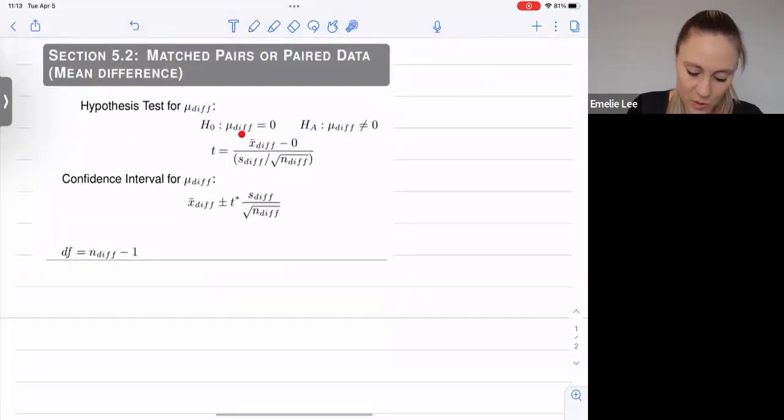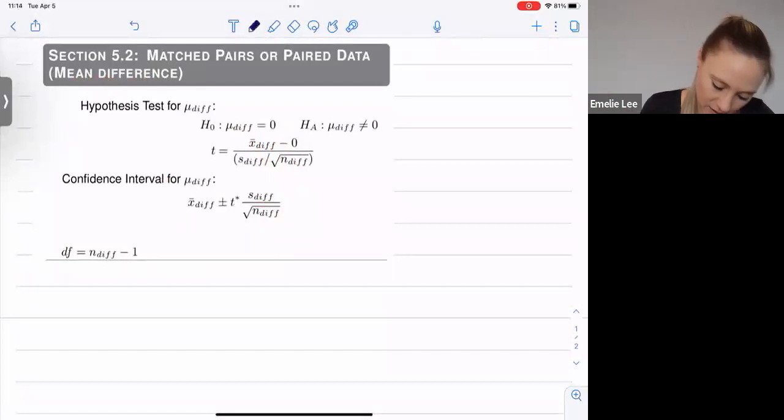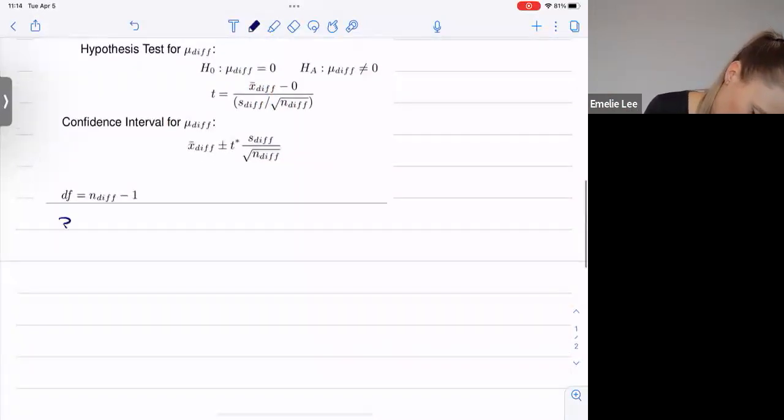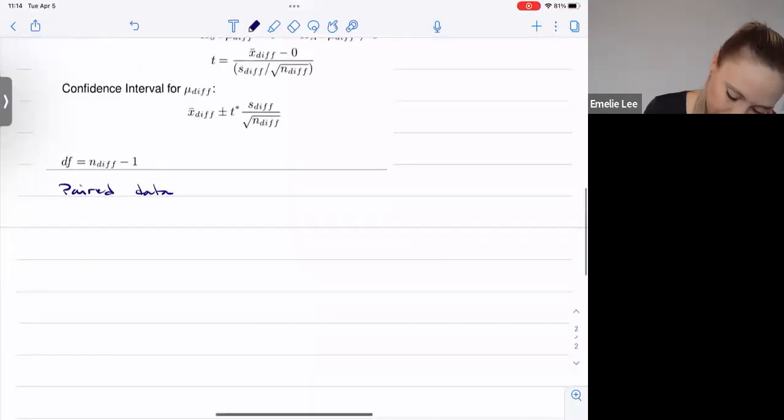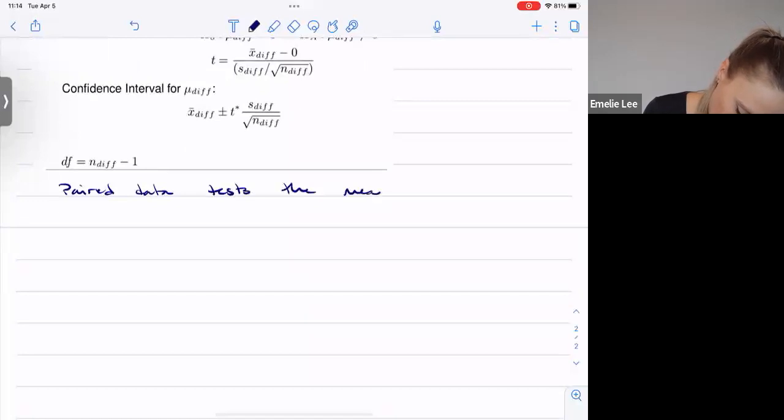Notice I just put these little subscript diffs. You don't have to. Sometimes I'll use a D instead of the full diff, but it's just to highlight that we're testing for the differences. So here we're testing the mean difference. So paired data tests the mean difference.